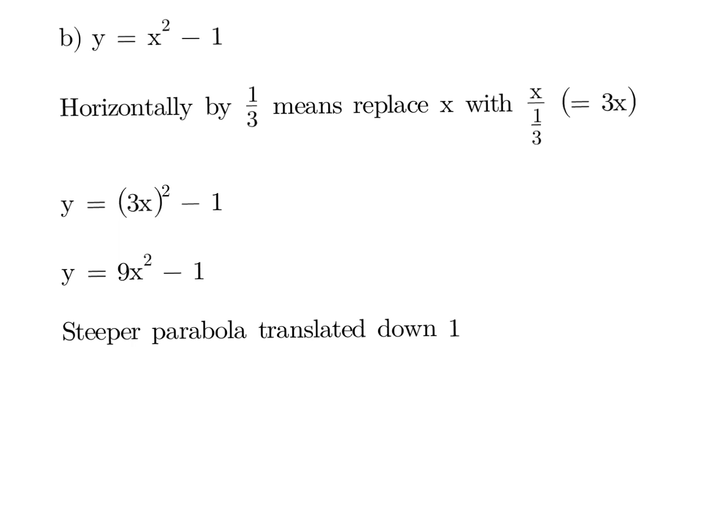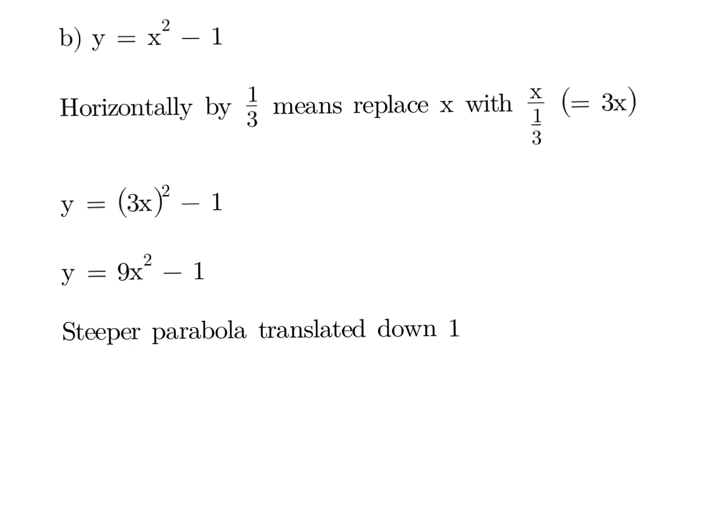Horizontally by a third means that we replace x with x over a third. And if we divide by a third, that's the same as 3 lots of x. So where the x is, we're going to put 3x. So it's x squared, in place of x we put 3x, so we get 3x all squared. So we get 9x squared minus the 1 on the end.